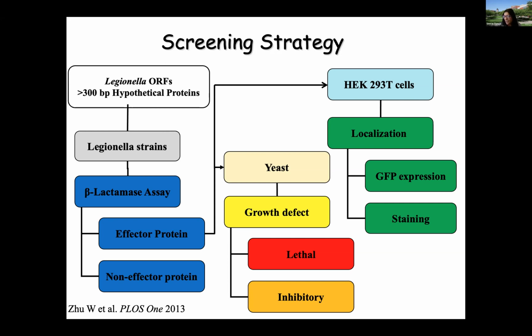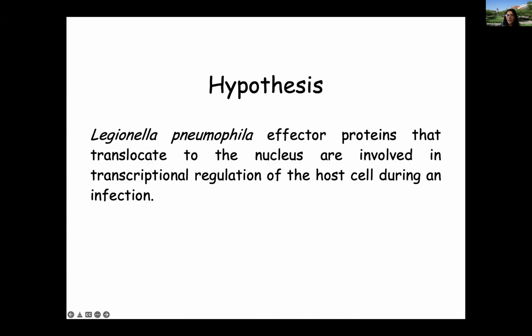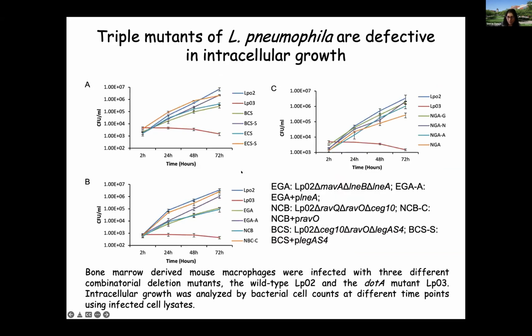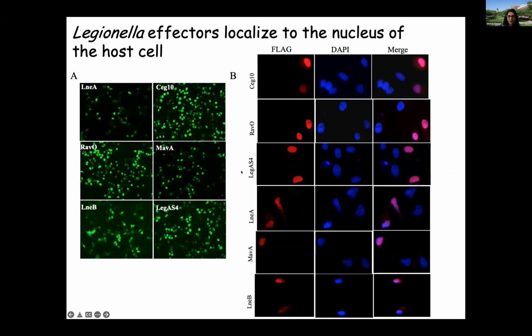To my surprise, which was not much known at that time, there were proteins that actually localized to the nucleus. There were 6 of these proteins that actually localize into the nucleus.